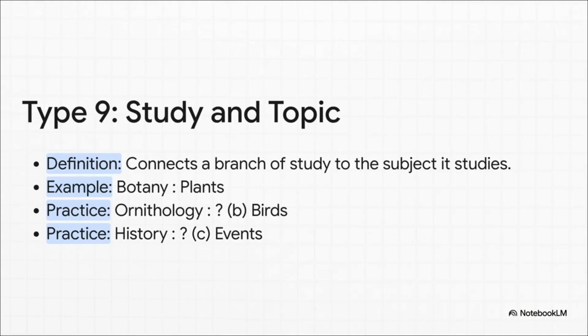First in this group is study and topic. Botany is the study of plants. Pretty simple. So what does ornithology study? The answer is B, birds. Now for the next one. Anatomy is one specific branch within the larger field of zoology. In the same way, pediatrics is a specific branch of C, medicine.